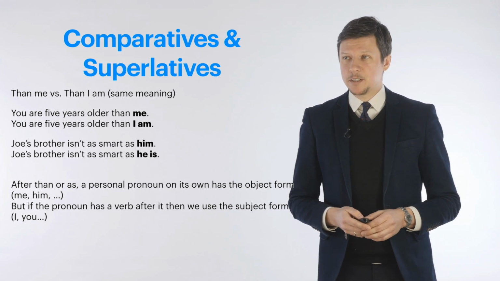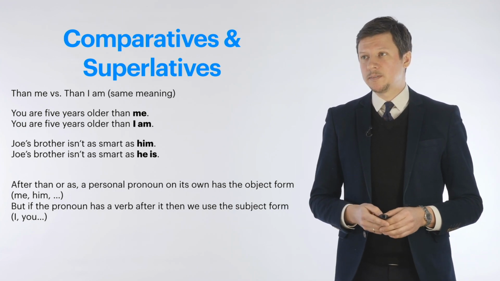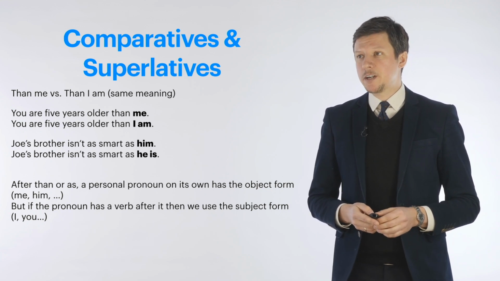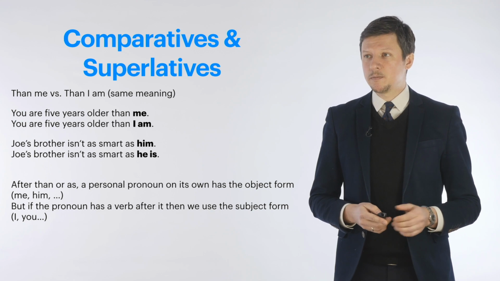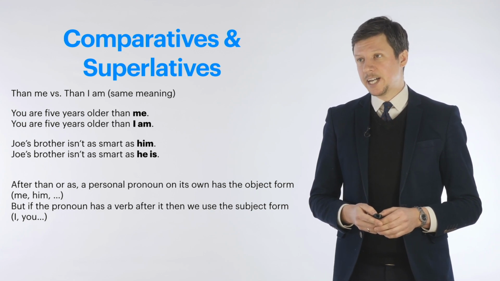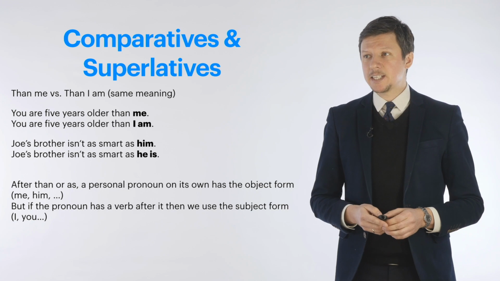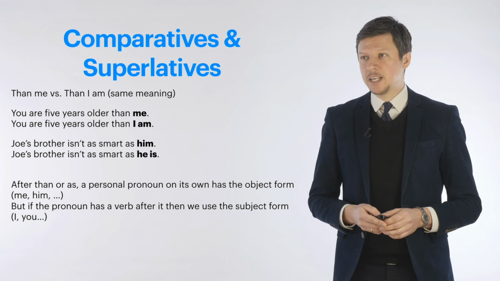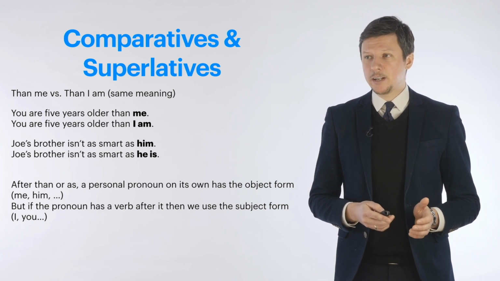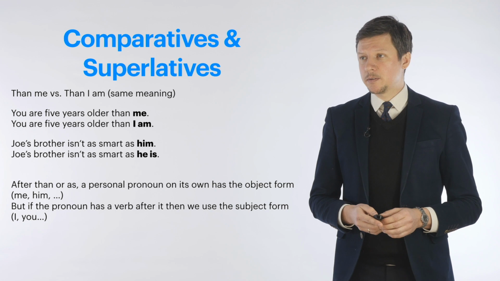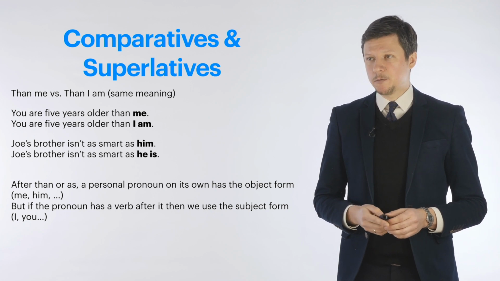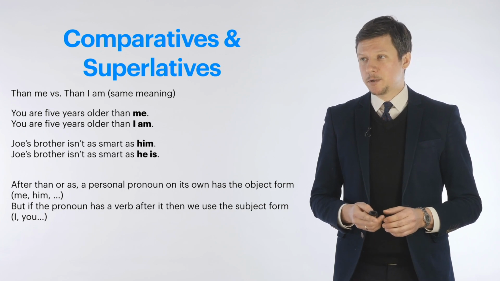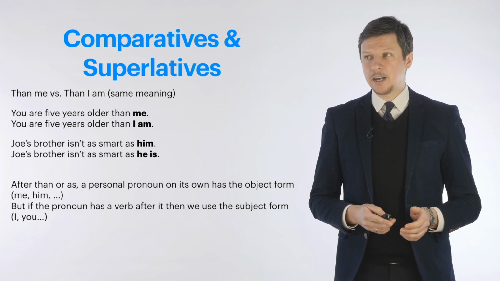Let's have a look at what is the difference between than me or than I am. They have the same meaning. You are 5 years older than me, or you are 5 years older than I am. Joe's brother isn't as smart as him, or Joe's brother isn't as smart as he is. After than or as, a personal pronoun on its own has the object form, me or him. But if the pronoun has a verb after it, then we use the subject form, I or he.